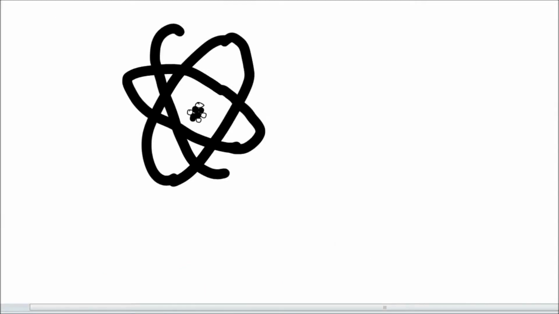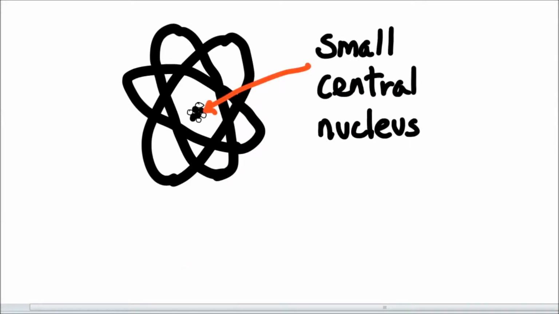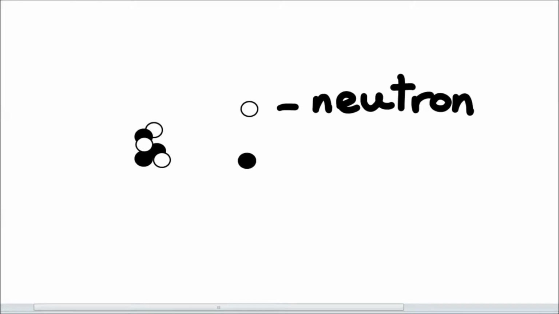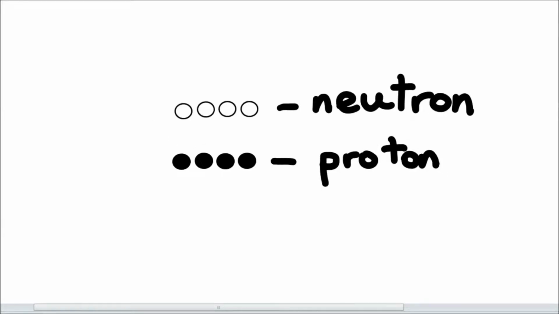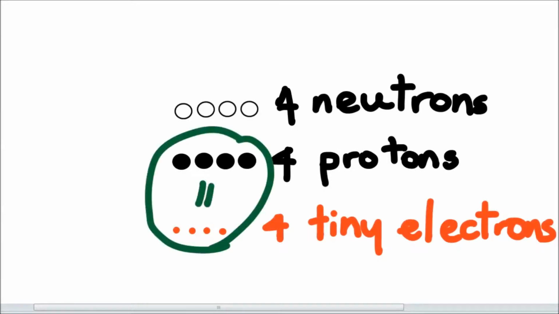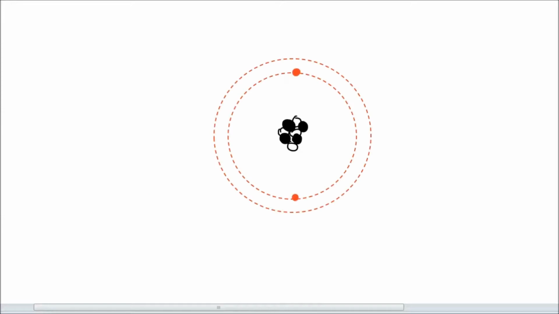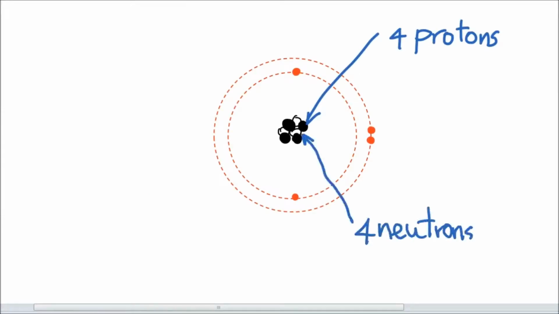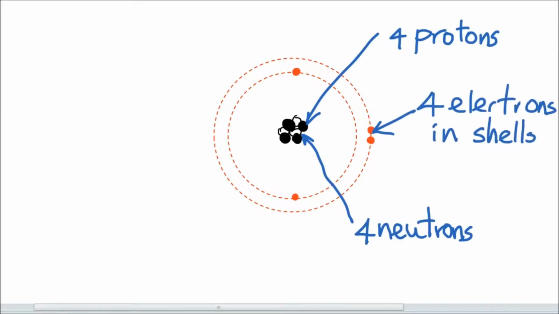So in this atom we have a small central nucleus. Looking at the nucleus, in this one there are 4 neutrons and 4 protons. There will also be 4 electrons, which are equal to the number of protons. So the nucleus has 4 protons and 4 neutrons, with 4 electrons in shells on the outside of the atom.